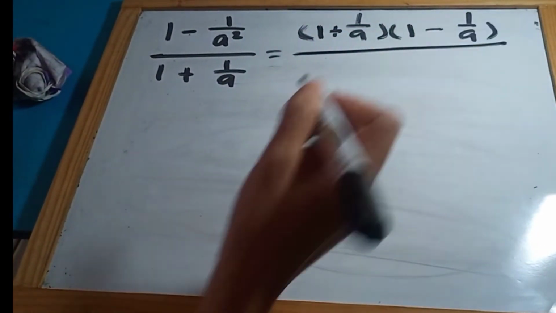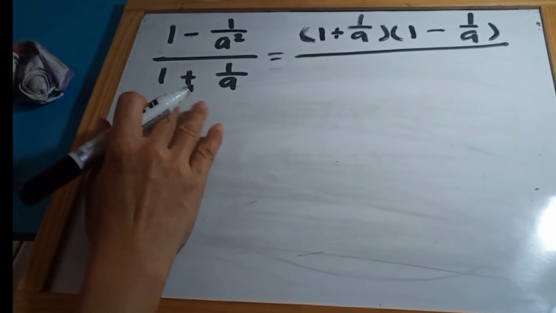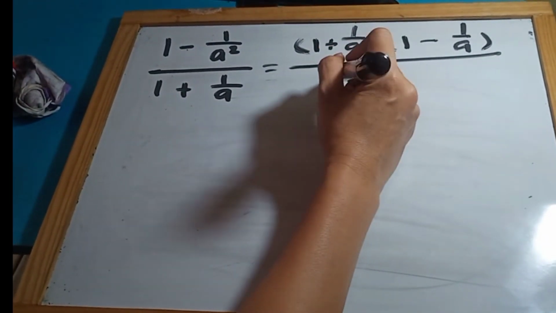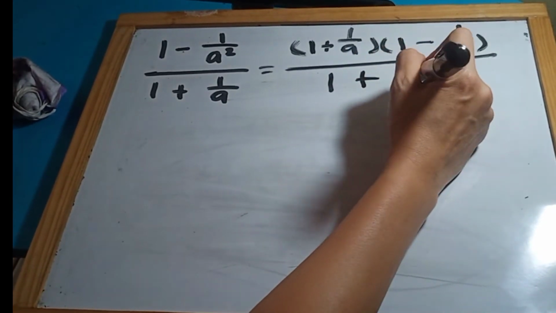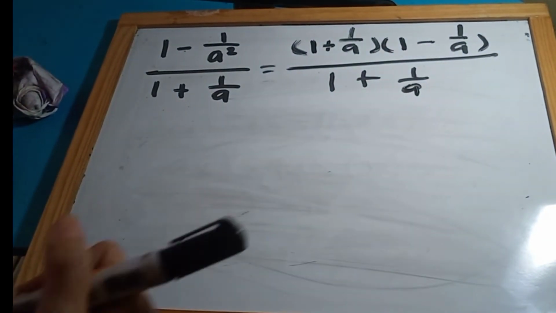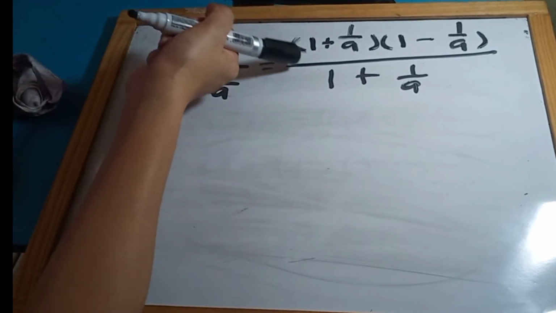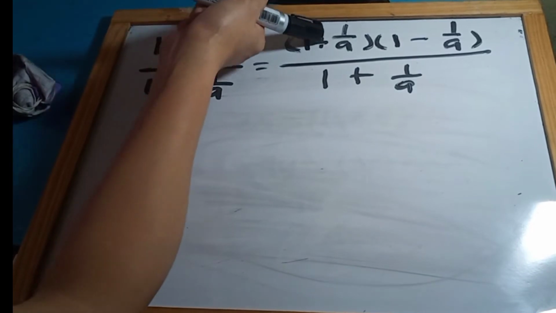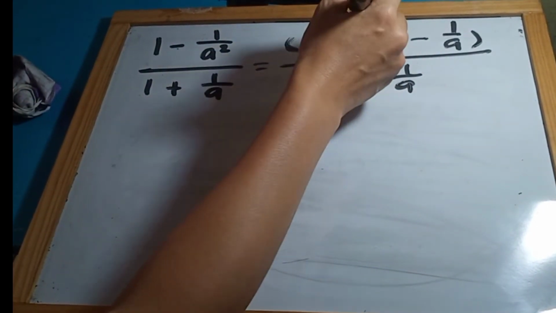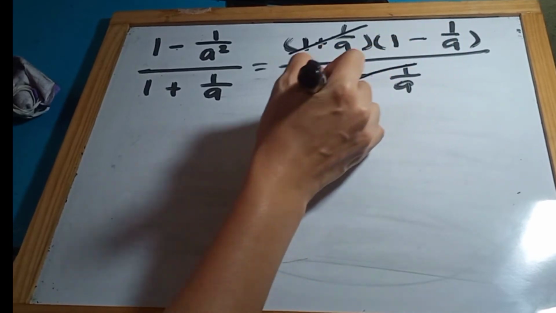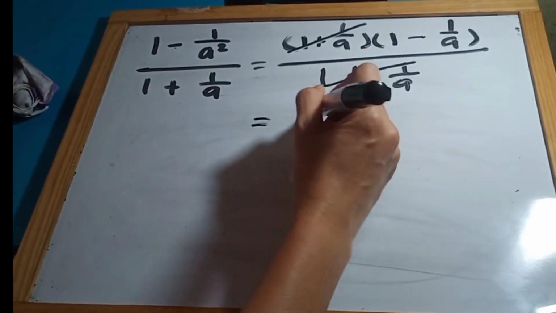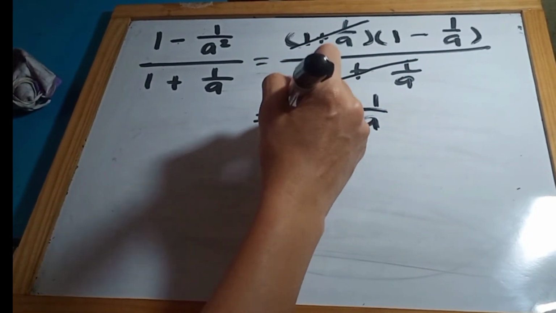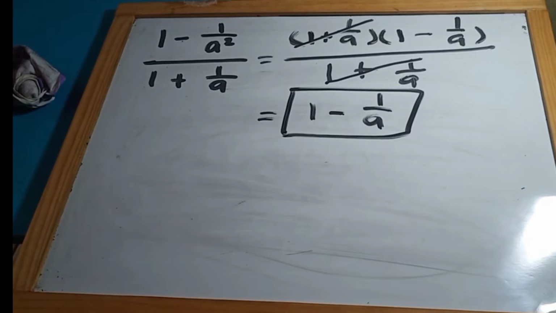All over, so since wala naman nang factor si denominator, let's just rewrite our denominator. So, 1 plus 1 over a. So, meron bang kapareho sa ating numerator? Si denominator? Yes, that is 1 plus 1 over a. So, therefore, ika-cancel na natin siya. So, ano na lang yung natira? 1 minus 1 over a. So, therefore, ito na yung ating answer.